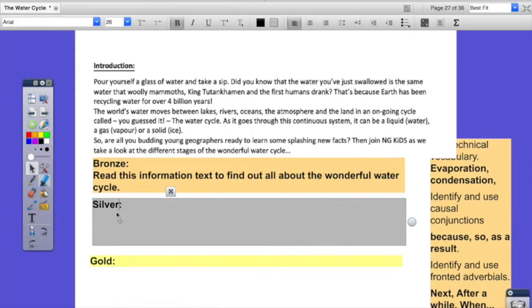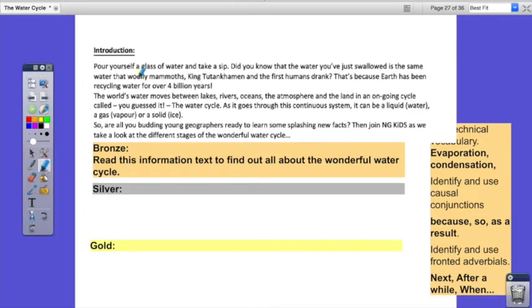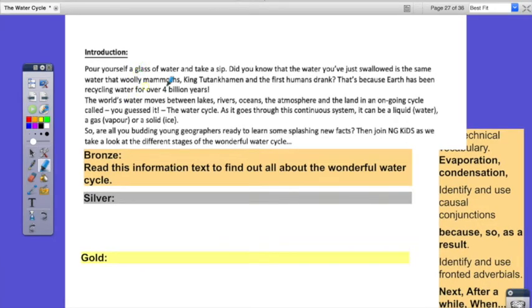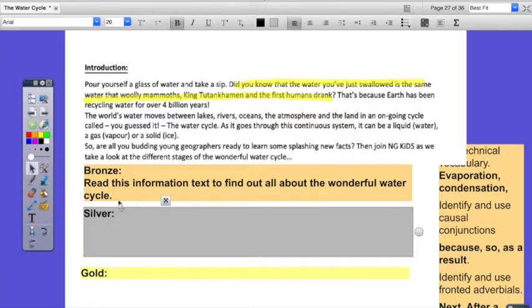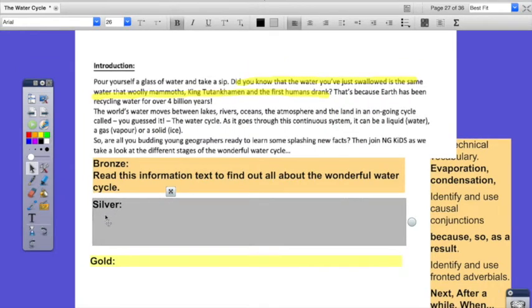However, I would like a little bit more. We have some lovely features in this introduction. We've got some humour, okay? Did you know that the water you've just swallowed is the same water that woolly mammoths, King Tutankhamun and the first humans drunk? Not only is that quite funny, but it's also using a rhetorical question. So could you think about using a rhetorical question in yours? So let's have a look.